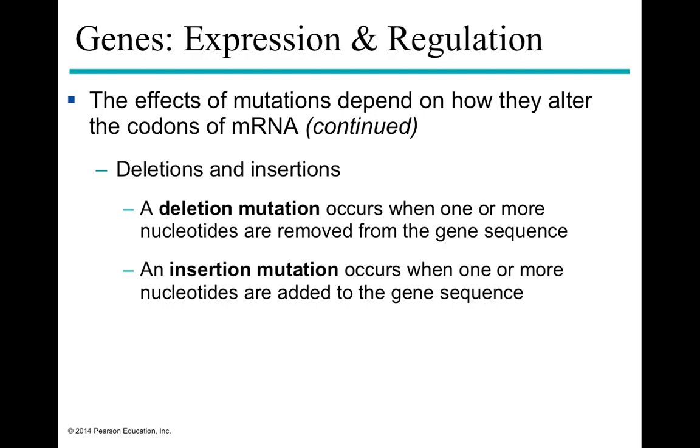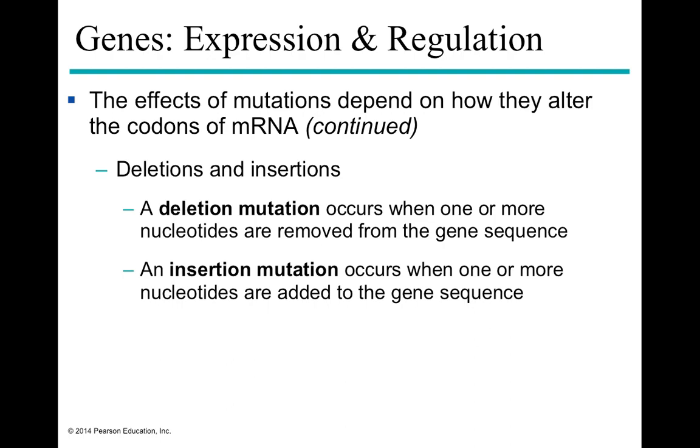All right, so deletions and insertions. A deletion mutation occurs when one or more nucleotides are removed from the gene sequence, and an insertion is the opposite, when one or more are added to the gene sequence. These are fairly well tolerated if they are inserted or deleted in sets of 3, meaning if we've inserted or deleted a full codon or a full series of codons, then we're going to be eliminating or adding 1 or 2 amino acids.